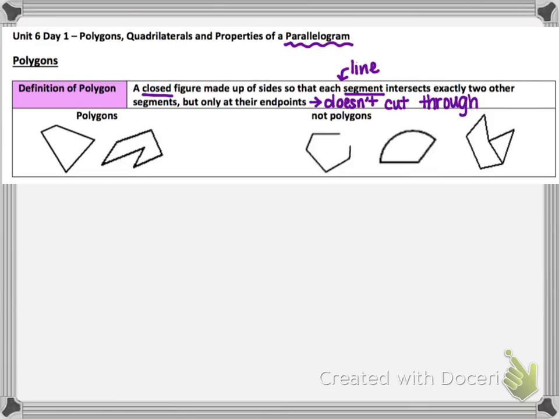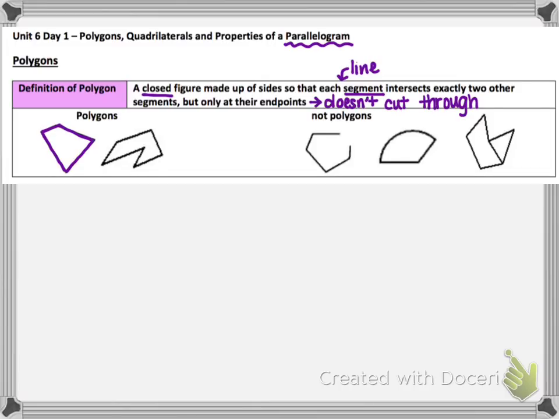Alright, over here on the left, we have examples of polygons. So on both of those, you can see that the sides are straight lines. We don't have any curves. Nothing cuts through. They're closed. They're exactly what we want in a polygon.